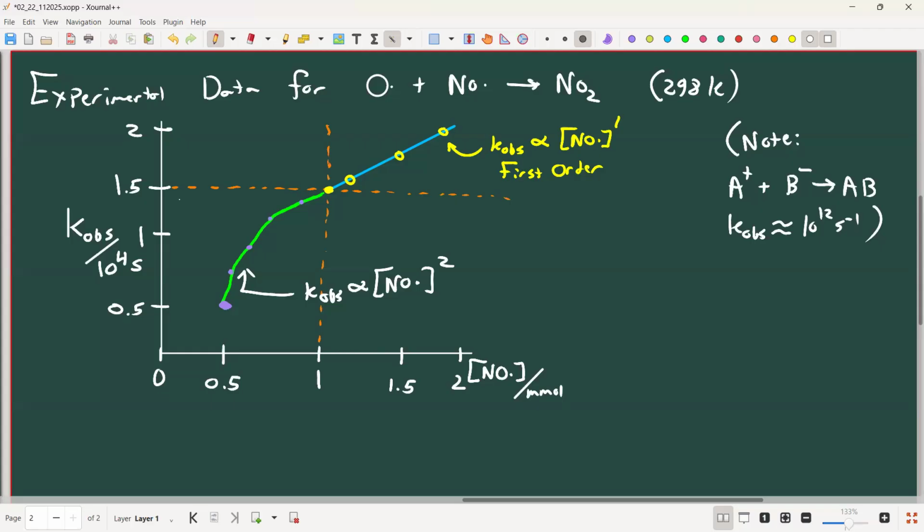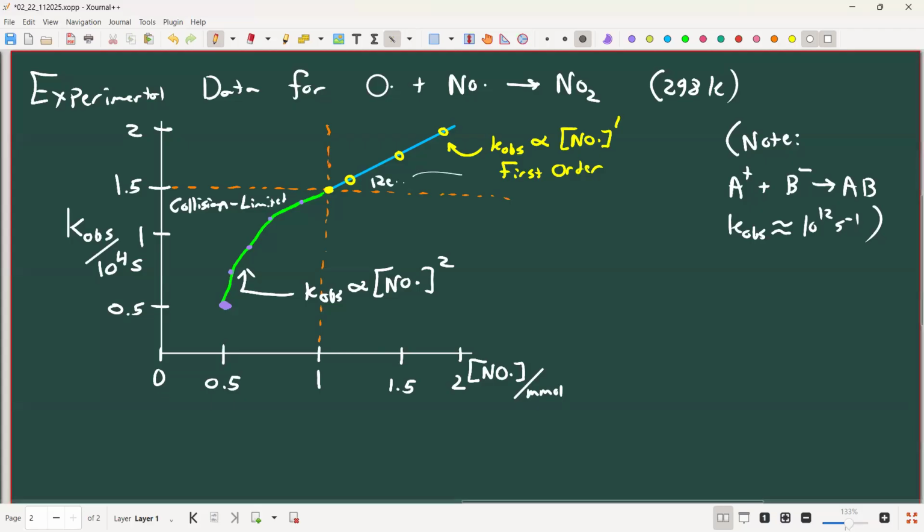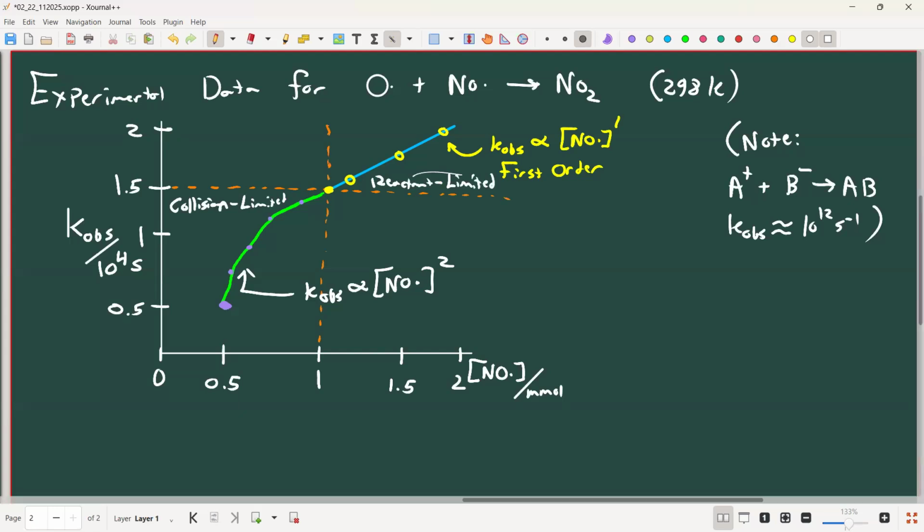Right? So this is collision limited. Down here, we're waiting for chemical molecules to come together and to collide with something. And on the right side, we're reactant limited, right? We don't have enough reactant to make it go faster. Okay, so even these bimolecular reactions that are barrierless exhibit the same properties as a unimolecular reaction.